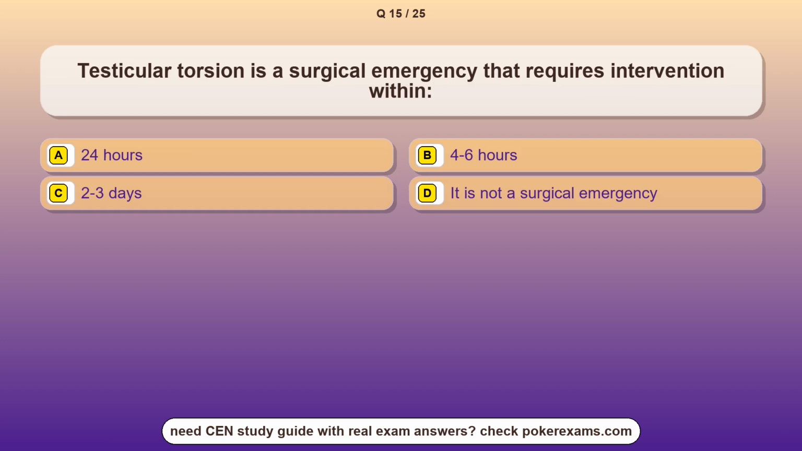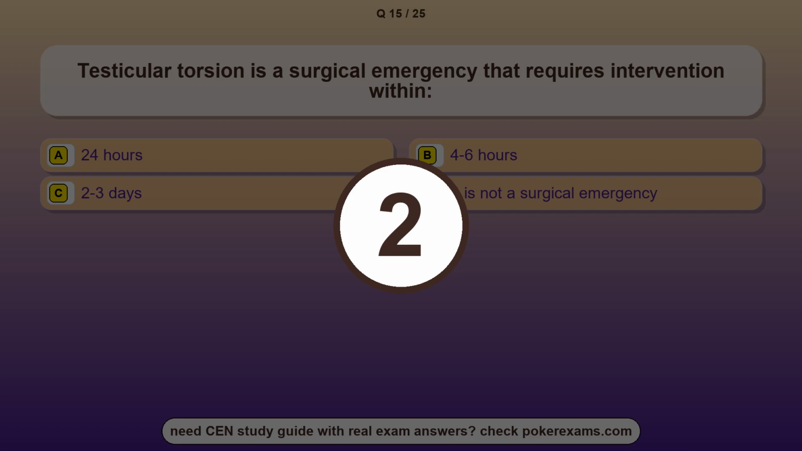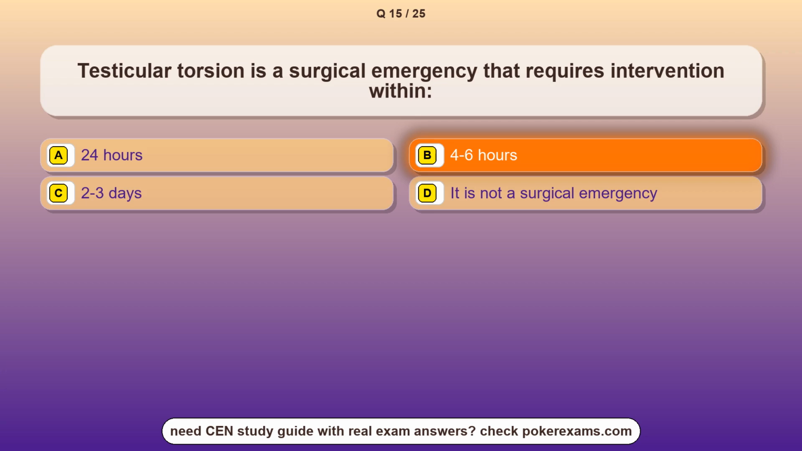Question 15. Testicular torsion is a surgical emergency that requires intervention within option A, 24 hours. Option B, 4-6 hours. Option C, 2-3 days. Option D, it is not a surgical emergency. The correct answer is option B, 4-6 hours.